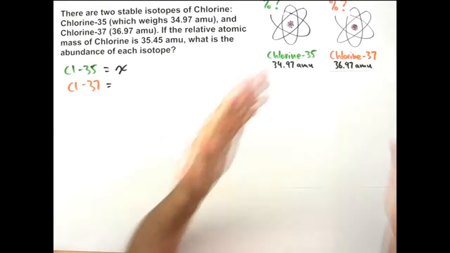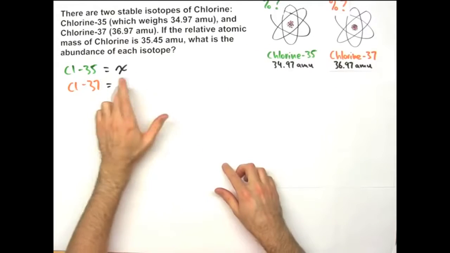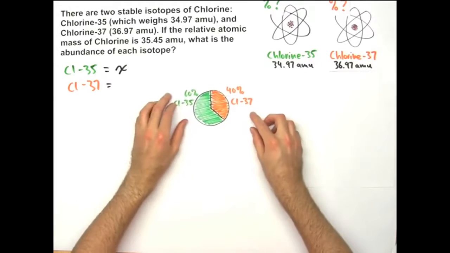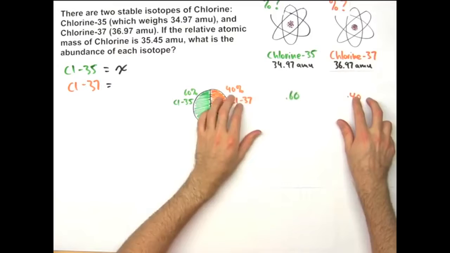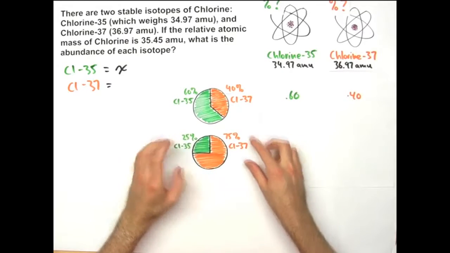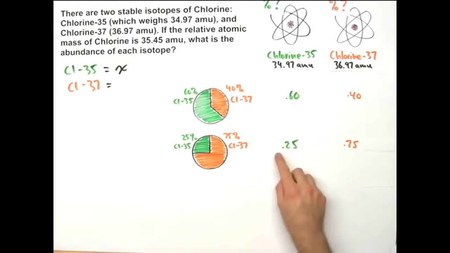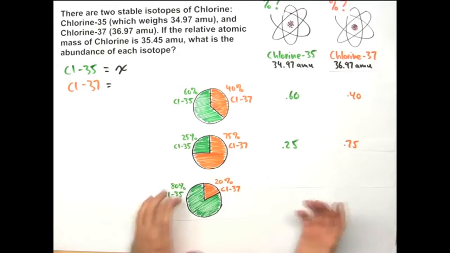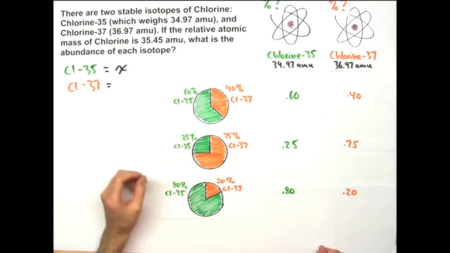I want to show you just some random possible abundance values for these two isotopes, just so you can see a pattern here, and then we'll figure out how to solve for it, okay? Let's say just randomly that there could be 60% chlorine-35 and 40% chlorine-37, or if we express these as decimals, 0.6 and 0.4, or there could be 25% chlorine-35 and 75% chlorine-37. The decimals are 0.25 and 0.75, or we can have 80% chlorine-35, 20% chlorine-37. Again, I'm just making these up, and we have 0.8 and 0.2. Do you see the pattern going on here?